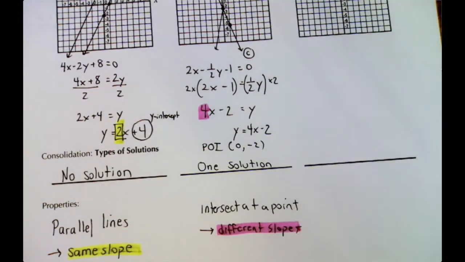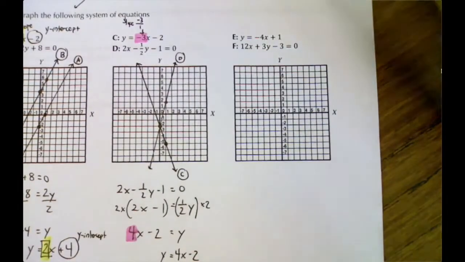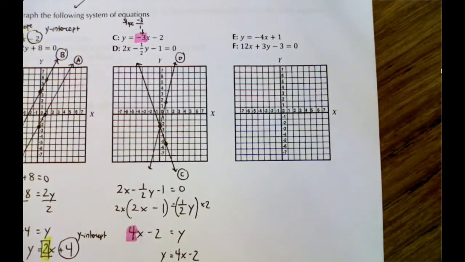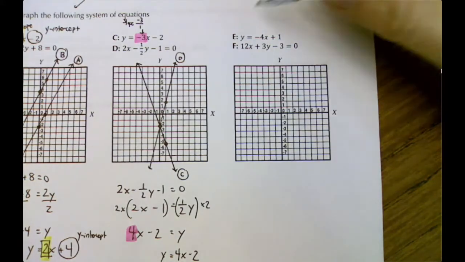So you might be thinking, what's the last type of solution? Well, they either don't cross or they do cross. Like, how else can there be a solution? Or a different type of solution? Well, there is another scenario. That's our lines E and F. Let's graph E first.